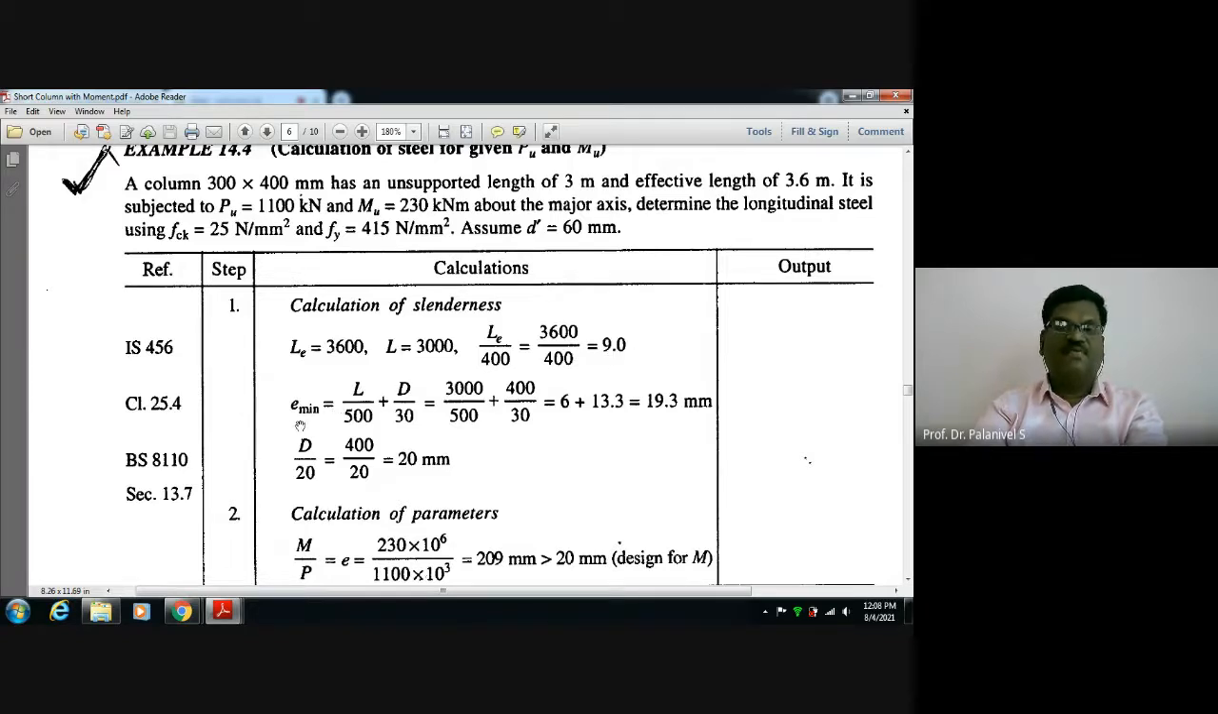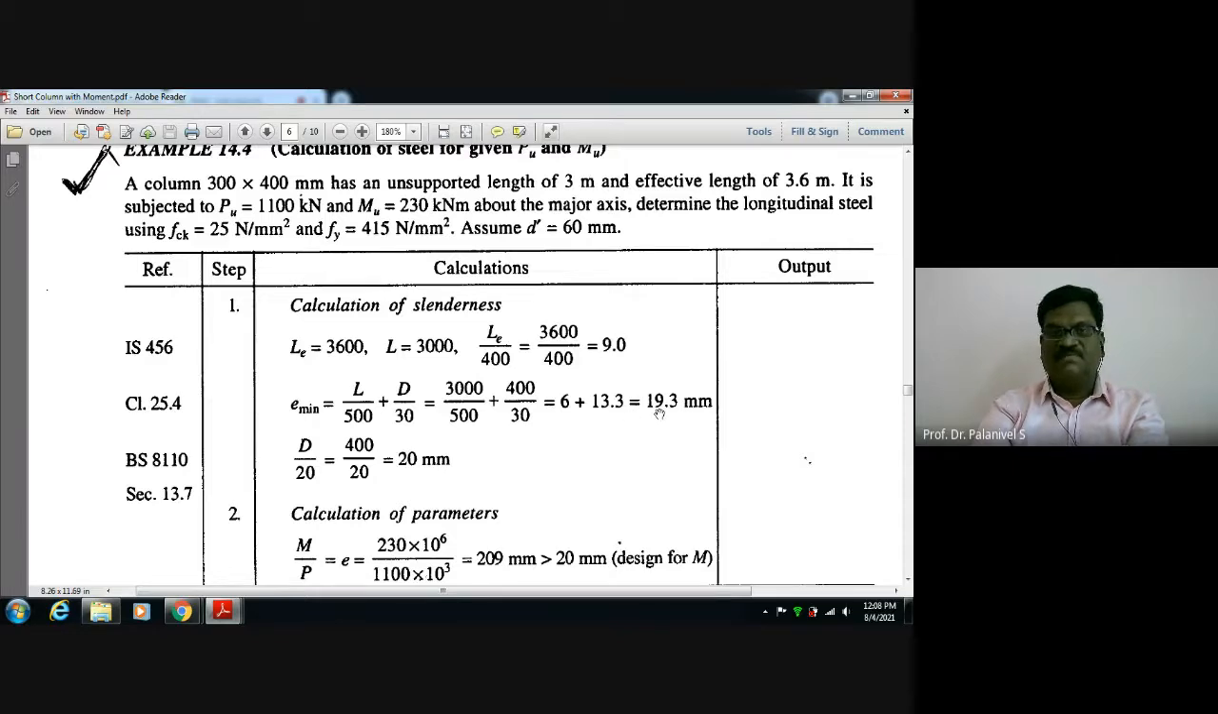And then accidental eccentricity is also involved, you have to check that. Because there is a formula available, let us check without considering loading. Just we are examining that the given column is short, considering slenderness as well as accidental eccentricity. E minimum equals L by 500 plus D by 30, as I told you the Codal provision. L is the unsupported length 3000, not the effective length, divided by 500, plus D, which is 400 here, divided by 30, so 19.3.